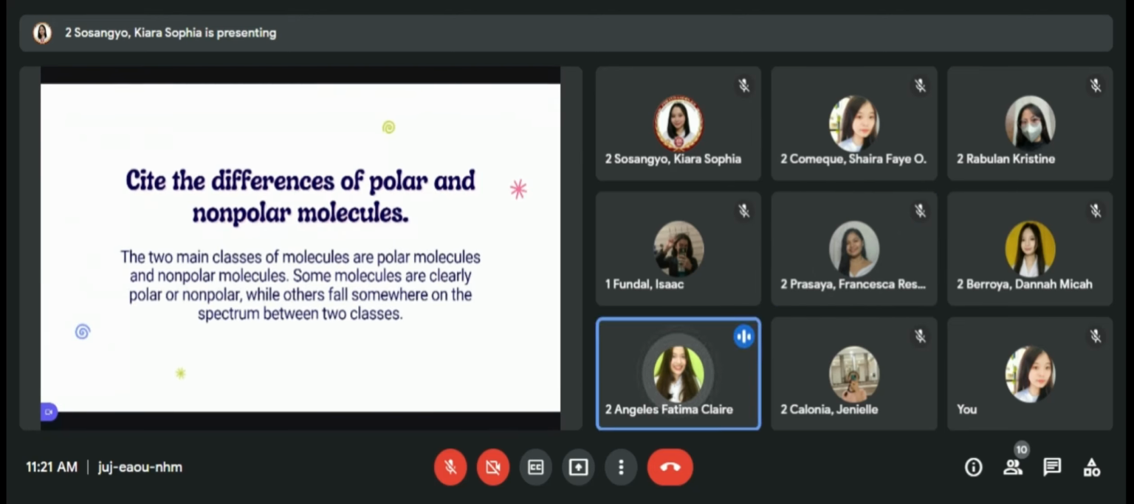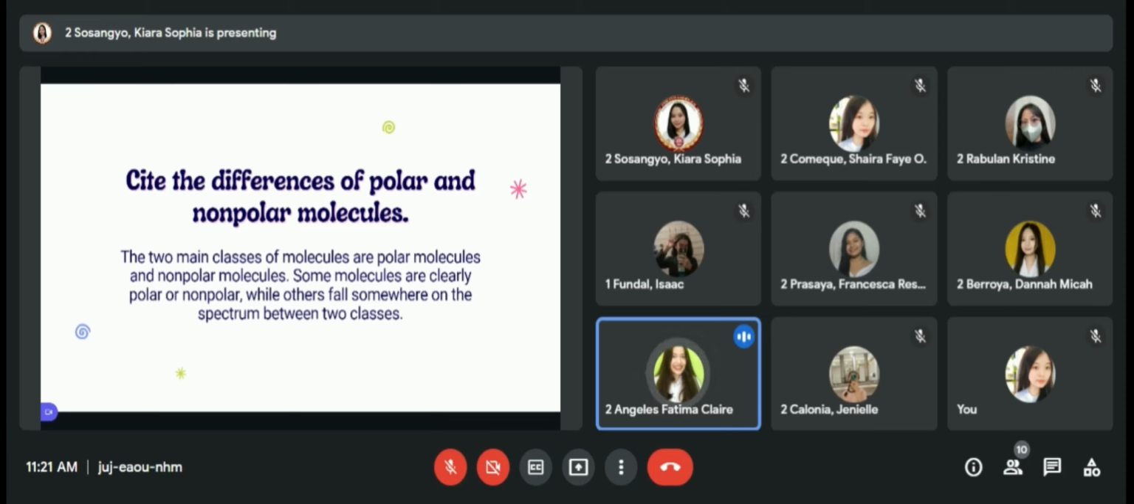So I'll be discussing the differences between polar and nonpolar molecules. The two main classes of molecules are polar molecules and nonpolar molecules. Some molecules are clearly polar or nonpolar, while others fall somewhere on the spectrum between the two classes.